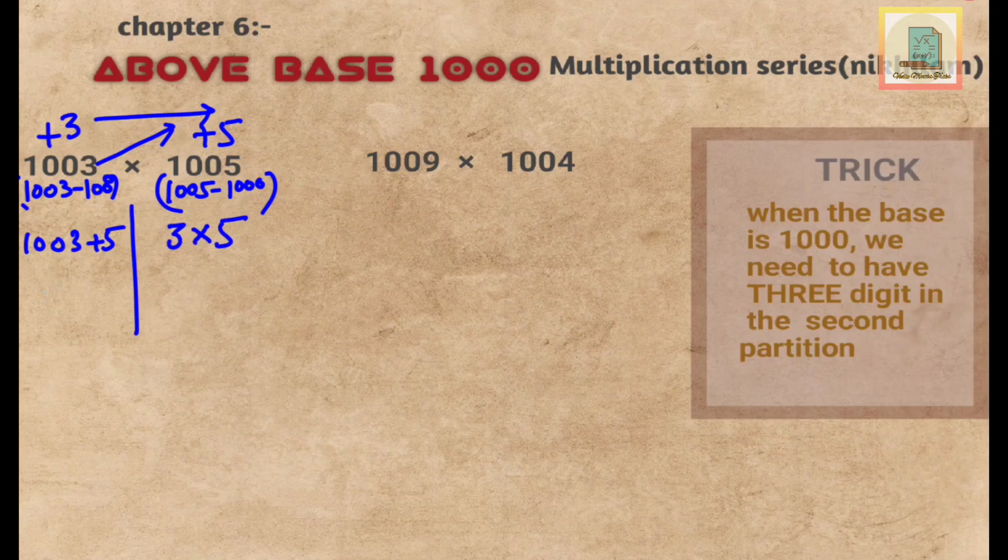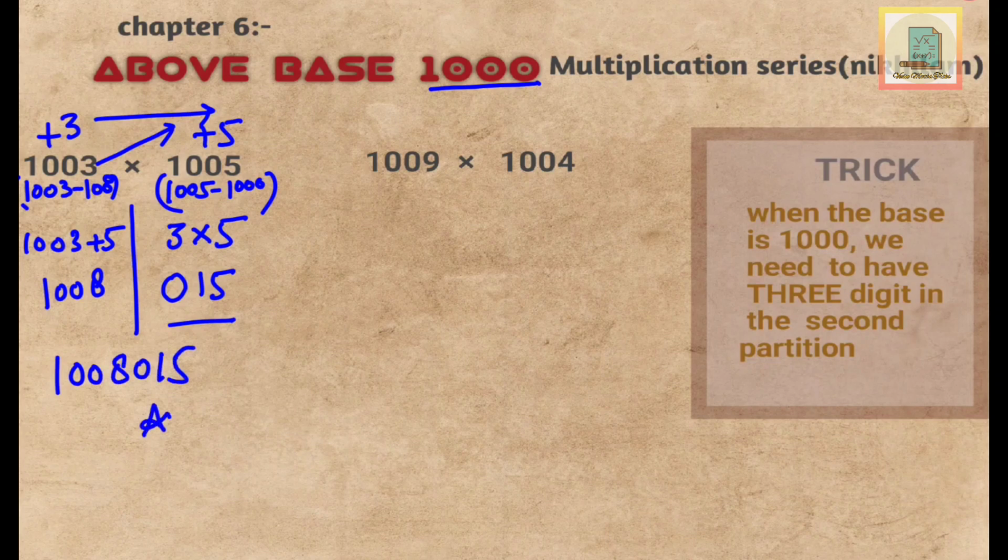So in the first partition we got 1008 and in the second partition we get 15. Now since the base is 1000, we need to have 3 digits in the second partition, but here we have only 2 digits. So we'll add 0 before 15 to make it 3 digits. Now the answer will be 1008015. Now let's take another example.